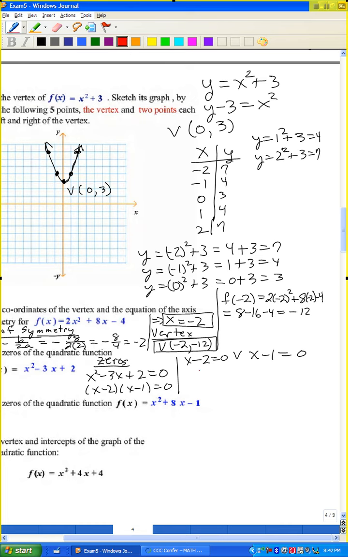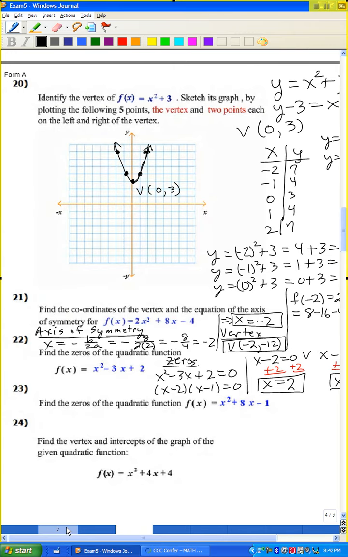Add 2, 1 to both sides of the equation. So x equals 2, x equals 1. And those are the zeros of my function.